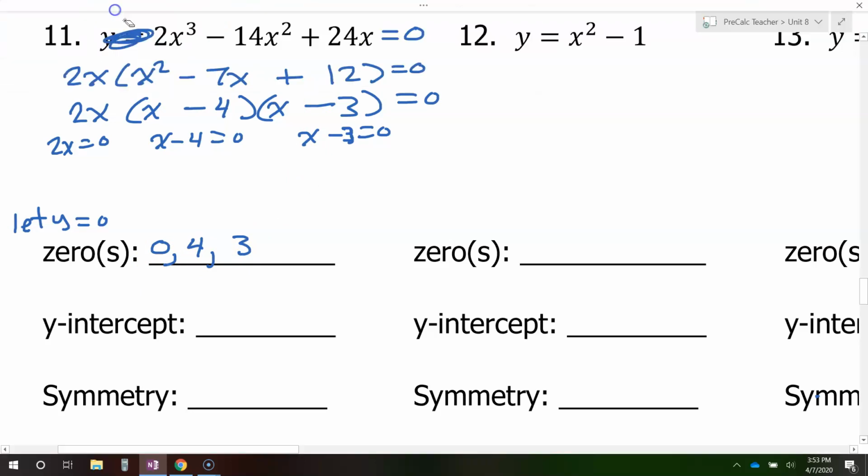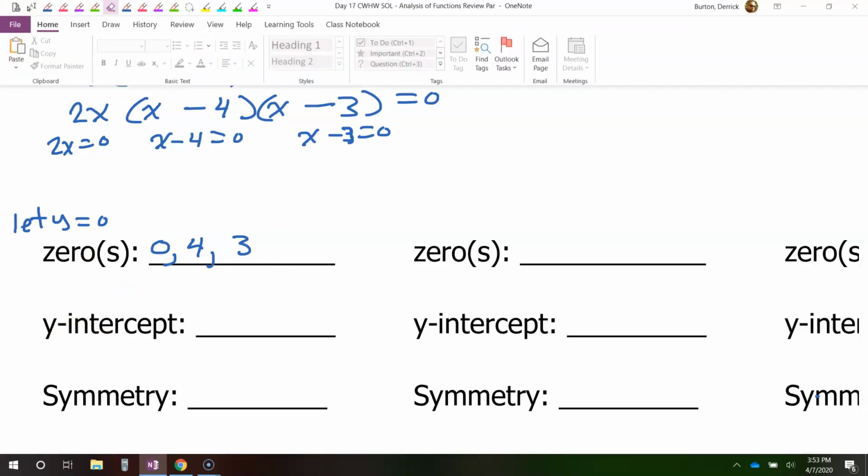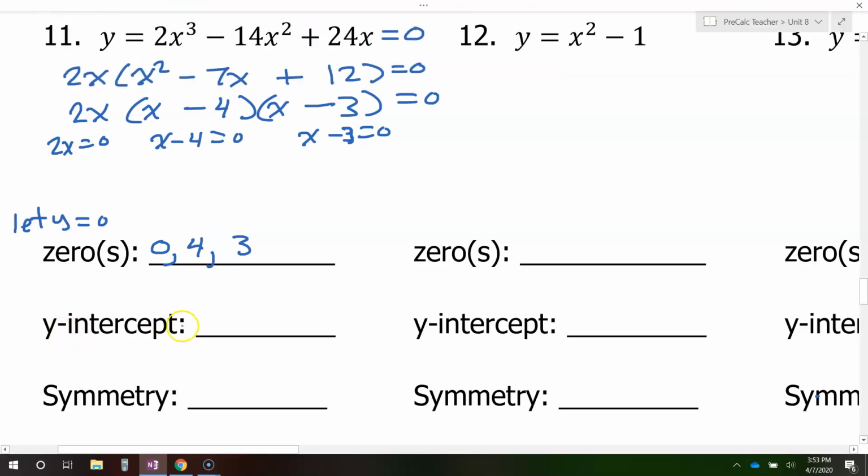All right, now moving on to y-intercept. The y-intercept, you let x equal 0. See how this works? If you want the x-intercept, you let y equal 0. If you want the y-intercept, you let x equal 0. Which, by the way, means it's going to be 0, comma, something. So if I let x equal 0, that means I'm plugging in 0 here, and here, and here. Well, 0 times anything is 0, so all of these terms will be wiped out, and I'm going to wind up with 0 for the answer.